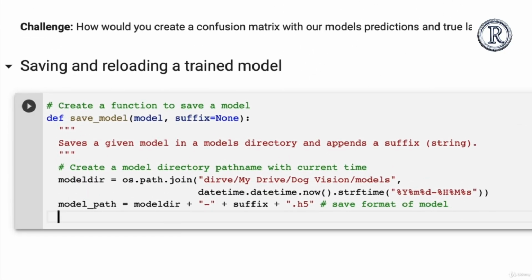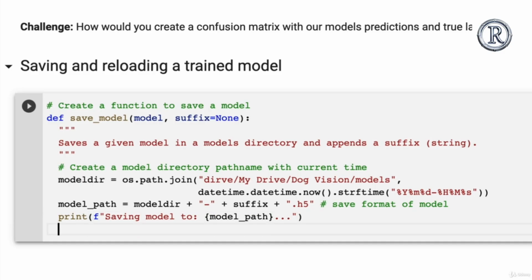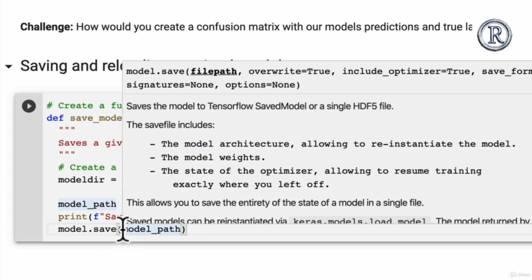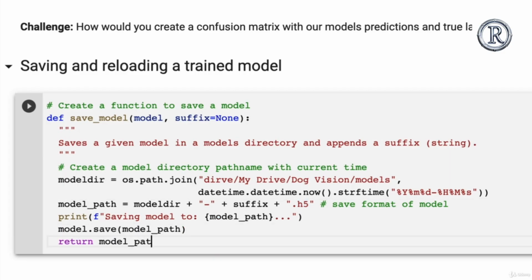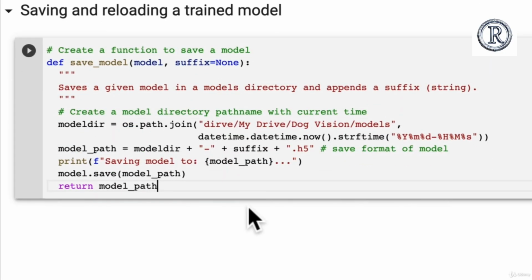And we just want to print a little update for ourselves. f"Saving model to: {model_path}", just to let us know that it's in progress. And we'll go model.save. So there's a method called save that you can call on a model, just like model.predict, and you pass it a file path. Let's see if the documentation will come up. There we go. Saves the model to TensorFlow SavedModel or a single HDF5 file. So that's what I meant by h5. And then return model_path, because we want to see the model path and we can use that later if we want.